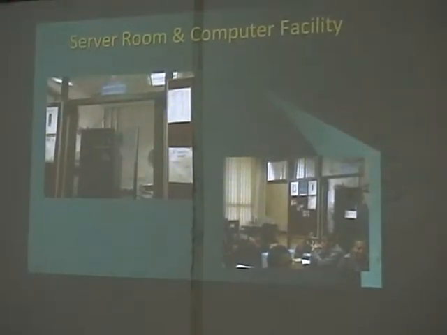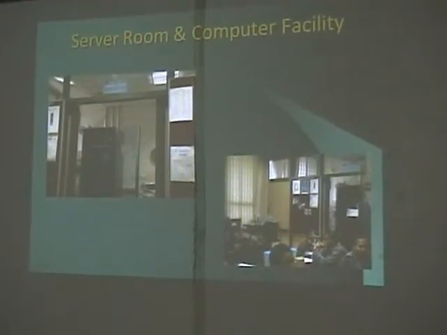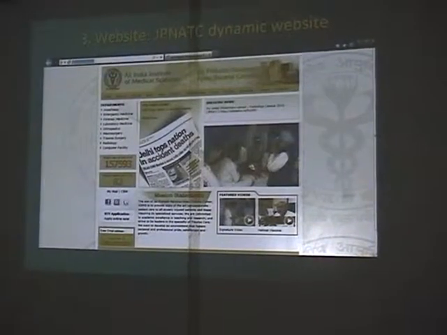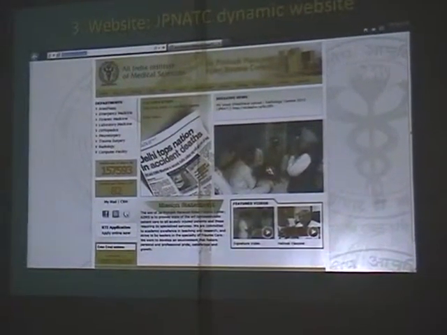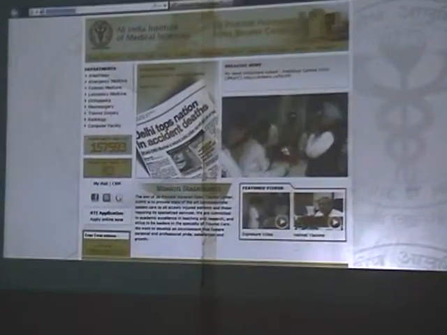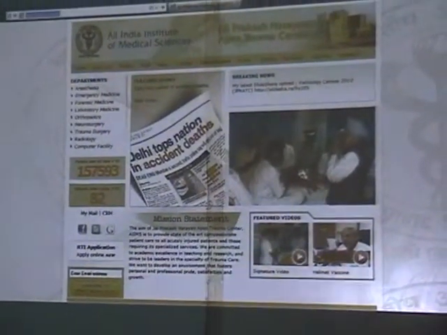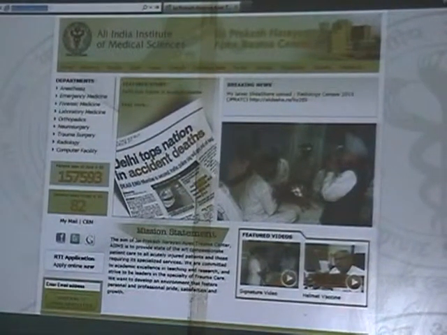These are some of the server rooms and computer facilities where some of the servers reside. The whole thing, the call center as well as the HIS, is a part of it. Part of it is available on the website, in the sense that we have integrated it in real time with the website. It gives the number of patients that have been seen in the hospital and the number of patients seen today. This is real-time information available right now on the website.